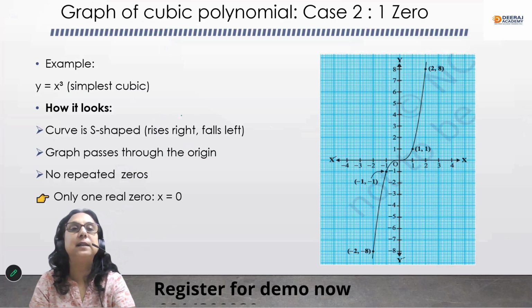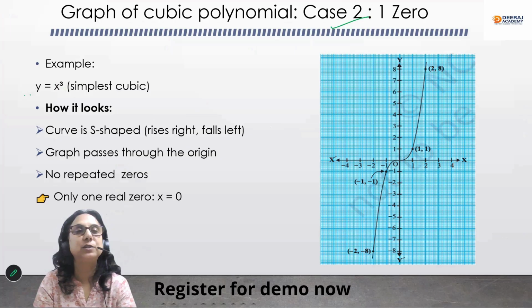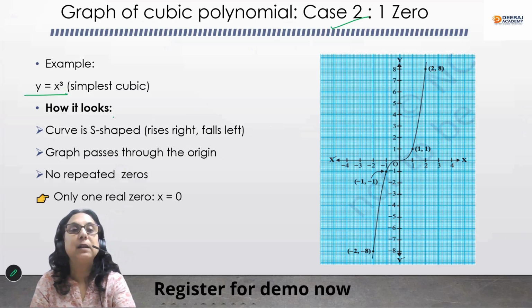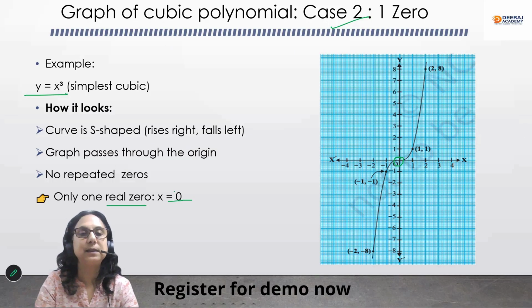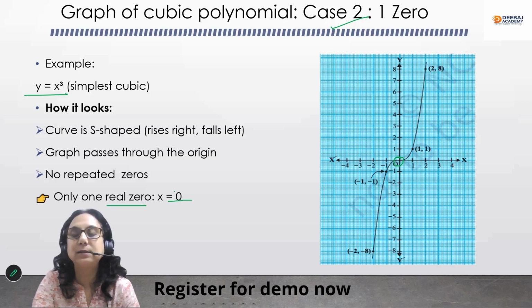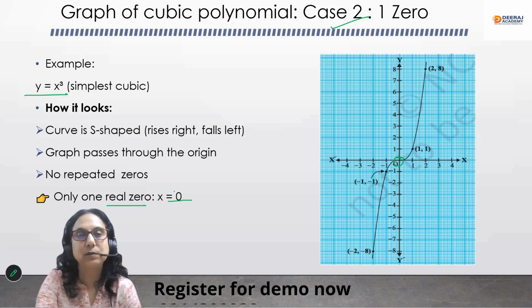Now we will see the graph of the cubic polynomial case 2. Here we have the equation y = x³, but you can see that the graph is intersecting the x-axis at 1 point only. That means it has only 1 zero, that is x = 0. As the graph is passing through the origin, it has only one solution or 1 zero.